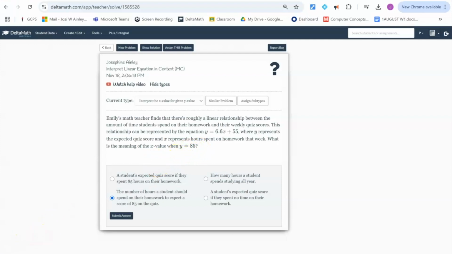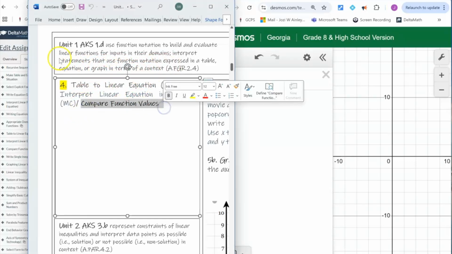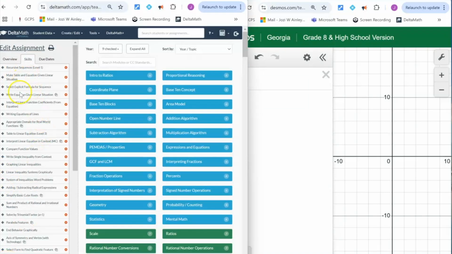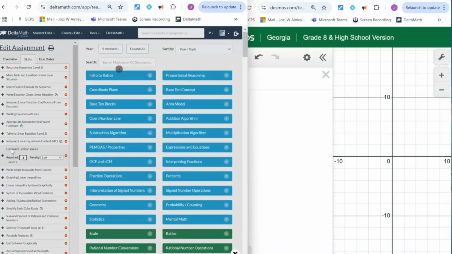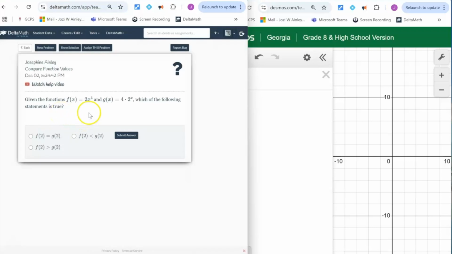Let's practice. All right, so we're going to do Unit 1, AKS 1D, use function notation to build and evaluate linear functions for inputs in their domains, interpret statements that use function notation expressed in a table, equation, or graph in terms of the context. So we're looking at more specifically how to compare function values. Looks like I needed to get a question, so I'm going to come right into Delta Math, and I'm looking for compare function values. Here it is. So this will be the question that I go over. So again, your question is going to be different.